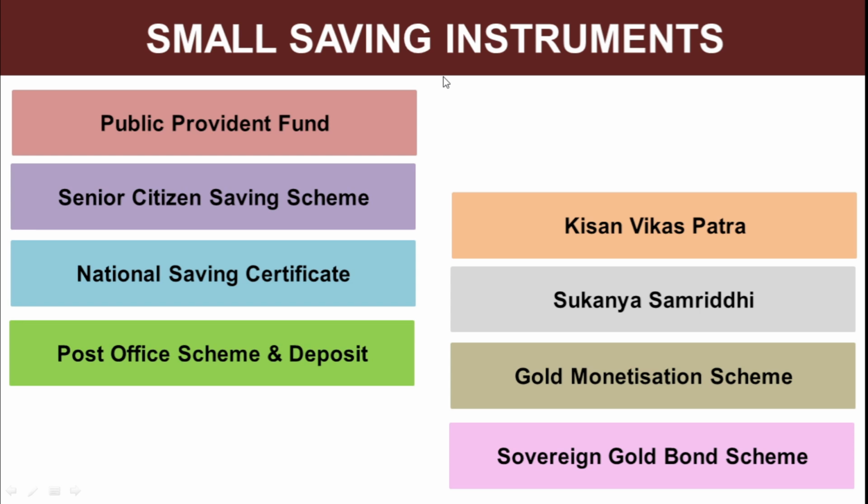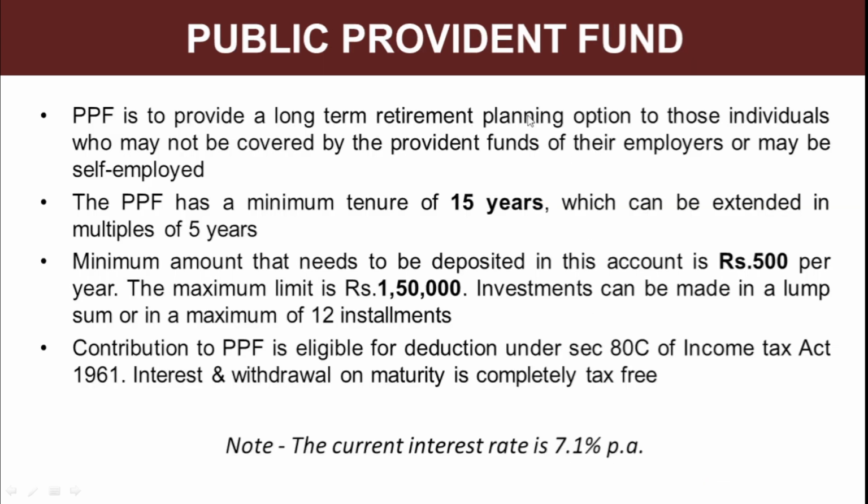So the small saving instruments that we are covering in this video are Public Provident Fund, Senior Citizen Savings Scheme, National Savings Certificate, Post Office Scheme and Deposit, Kisan Vikas Patra, Sukanya Samriddhi Yojana, Gold Monetization Scheme, and Sovereign Gold Bond Scheme. Beginning with Public Provident Fund.